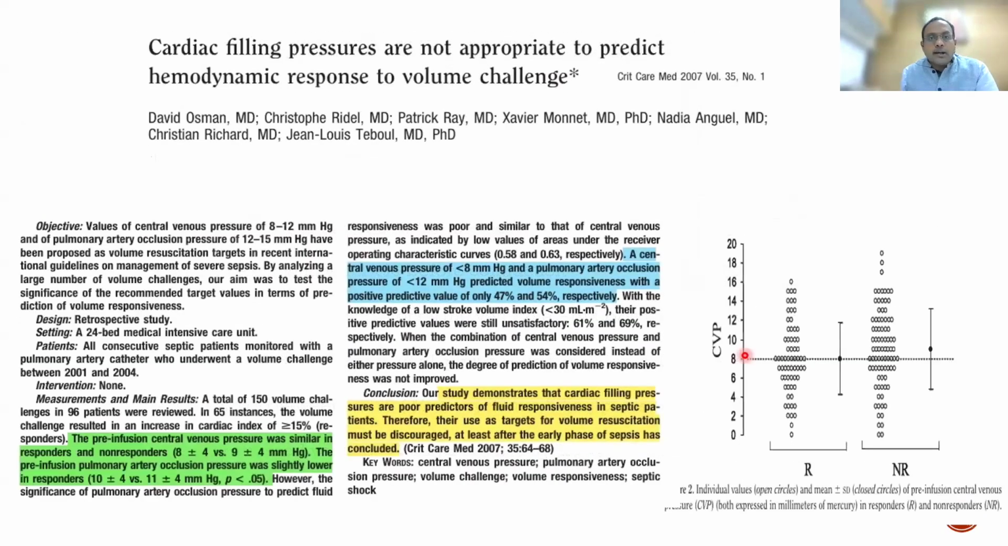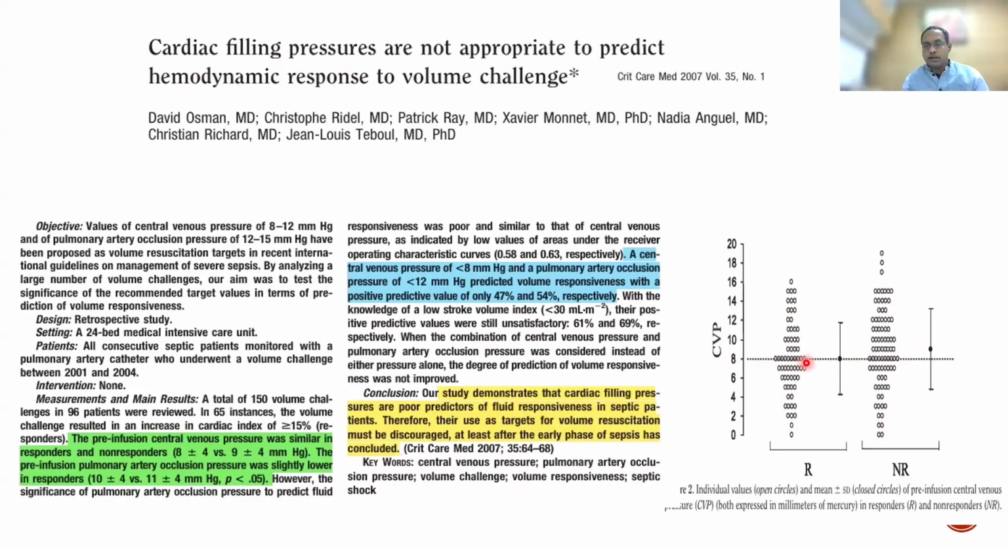This is a paper by David Osman, which showed that at a CVP of 2, some of the patients may be fluid responders and some may be non-responders. Similarly, with a CVP value of 16, some of the patients were fluid responders and most were non-responders. At a mean value of 8, around 50% of patients were responding to fluids, and around 50 to 60% were non-responders.